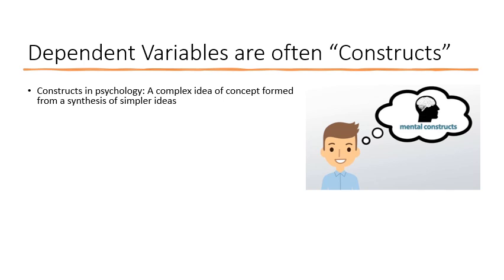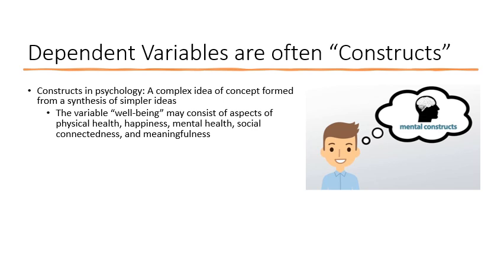But the problem with dependent variables in psychology is that they're often constructs. And by constructs, we mean that we have ideas in our heads that can't be measured with physical means. So for example, well-being might be a dependent variable that you think is important, but what is it exactly? We don't have a ruler to measure it, or a measuring cup, or a scale. How do we measure it? It consists of things like physical health, happiness, mental health, social connectedness, meaningfulness. How are we going to measure that?